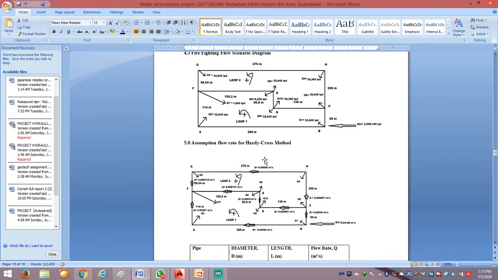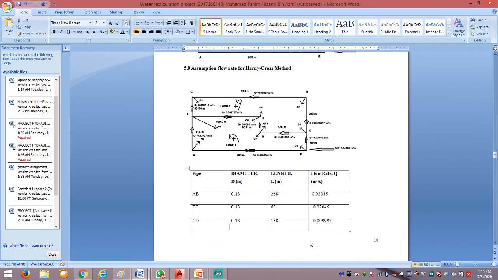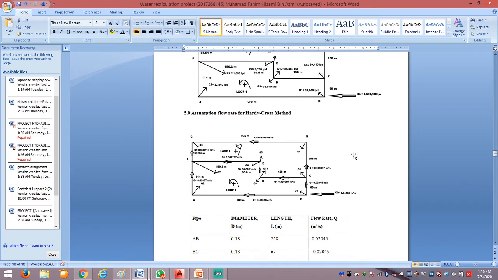Okay, let's go to the Hardy Cross method. As you know, this Q I assume from the Q in. The Q in I choose is from the fire flow, because this fire flow Q in is larger than the normal water demand. So we choose the largest one, the highest one, to use as the Q in.